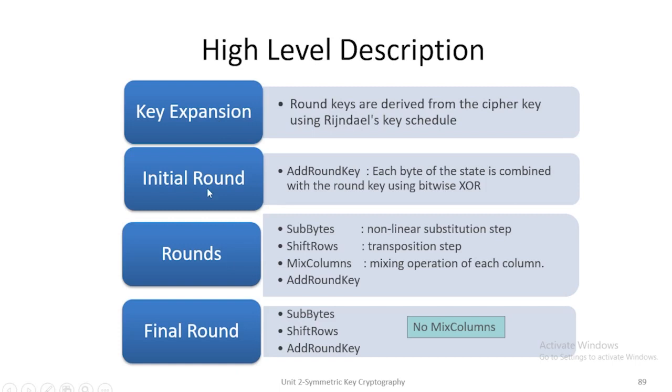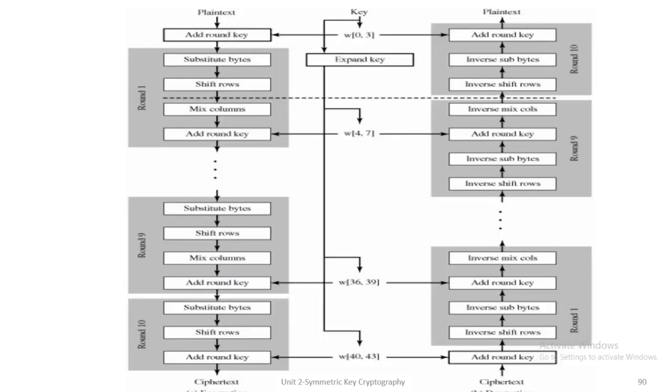In the initial round, that is the pre-transformation round, only one operation is performed, that is add round key. For all the remaining rounds, substitution bytes, shift rows, mix columns, and add round key operations will be performed. But in the last round, only substitution, shift rows, and add round key are used. There is no usage of mix columns. This is the AES algorithm overview.